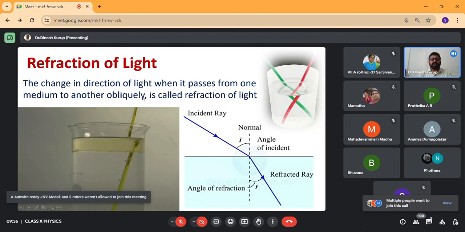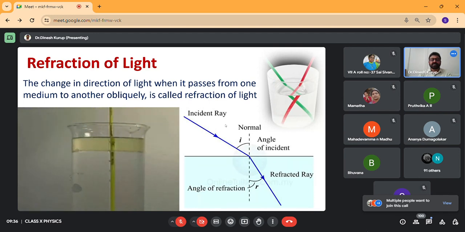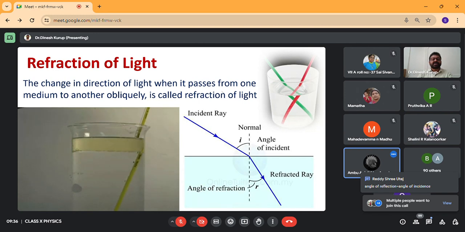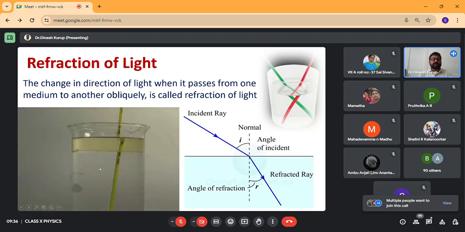Medium. One medium to another medium. Light ray when it passes from one medium to another at an angle, not perpendicular, at an angle not equal to 90 degrees. Then only it will get refracted, it will get bending.